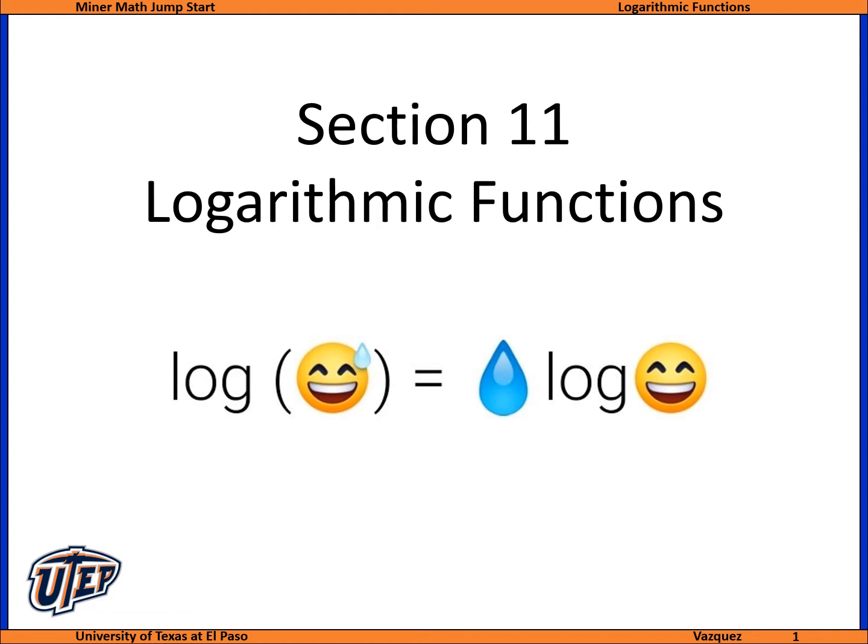All right, section 11, we're going to be looking at logarithmic functions. You might have heard of logs. You might have dealt with logs a lot in high school. And we're going to see this little picture here is referencing a logarithmic rule. If you know it, then you might get the joke. If not, let's go ahead and take a look at those rules so we can understand the joke.